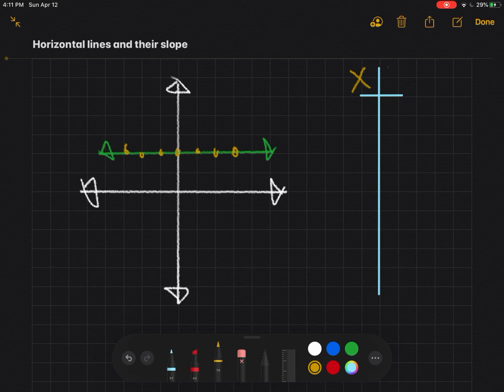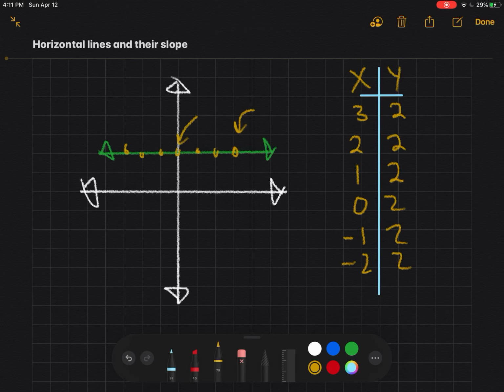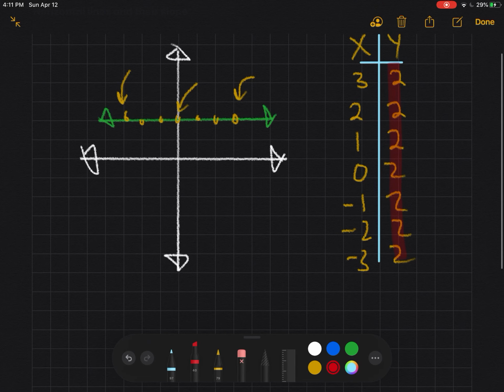So there's our x and y table. And let's give ourselves some points here. So we're going to plot these points on a table and see what's what. So we have an x value and a y value. I'm going to start with this point right here, which has an x value of 3 and a y value of 2. Then the next one is 2, 2, 1, 2, 0, 2. That's this one, which is also the intercept. What intercept is it? The y-intercept. Then we have -1, 2, -2, 2, and -3, 2 is our last point right here.